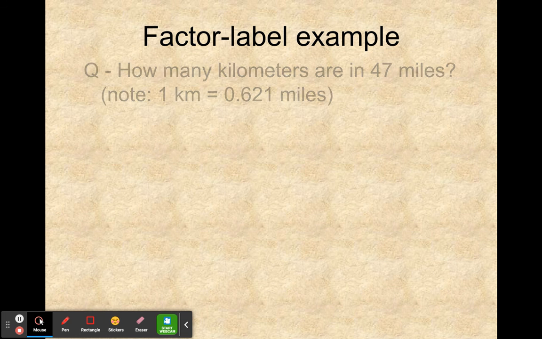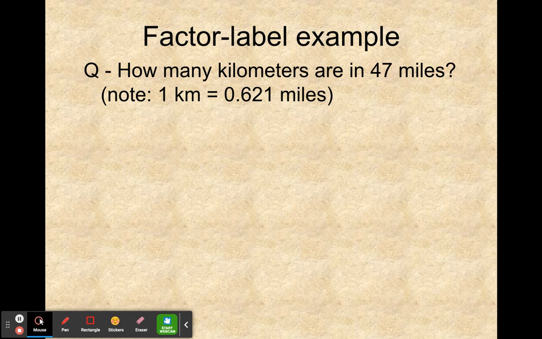Okay, right, we're going to do a factor label example, so please write this down. So we want to figure out how many kilometers are in 47 miles. So your conversion factor is going to be 1 kilometer equals 0.621 miles.